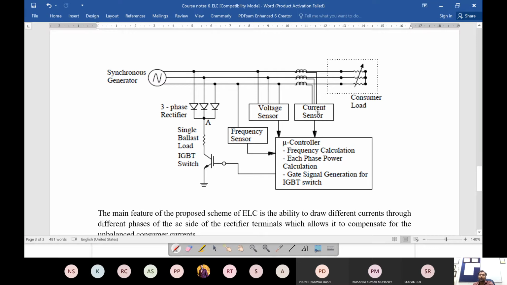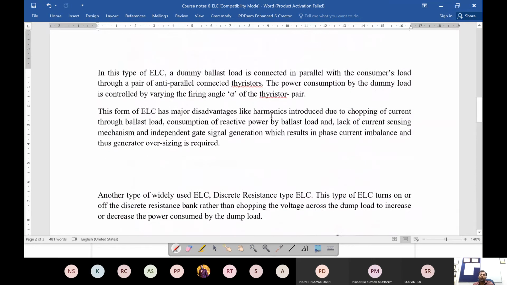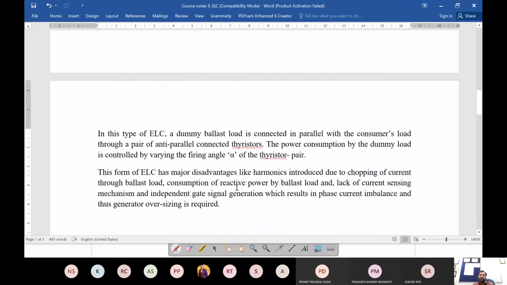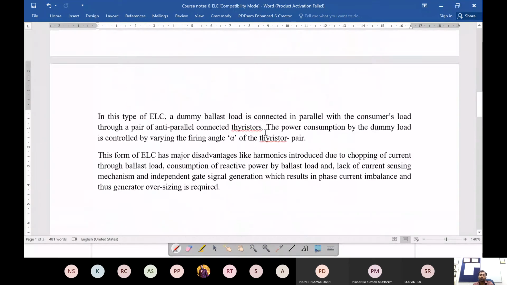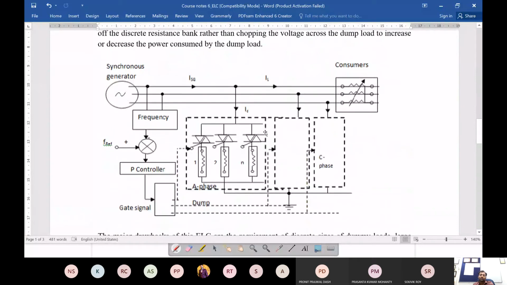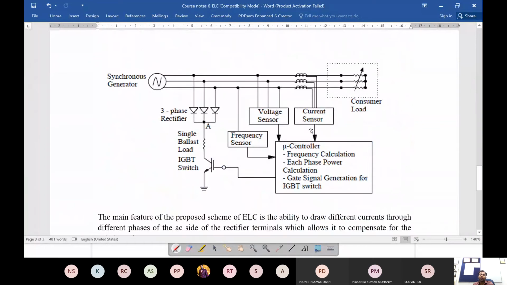And the voltage and the current sensor, they are needed for that imbalance thing. As we said earlier, we didn't have any current sensing mechanism, so there was an imbalance, which is the conventional system and also the discrete resistance type system. So to avoid that, now because you have a microcontroller, that thing is very simple.